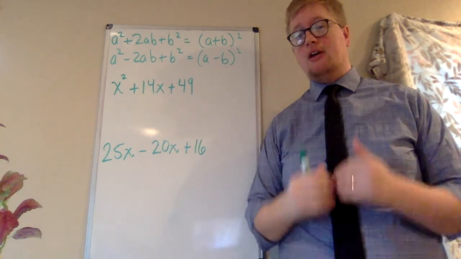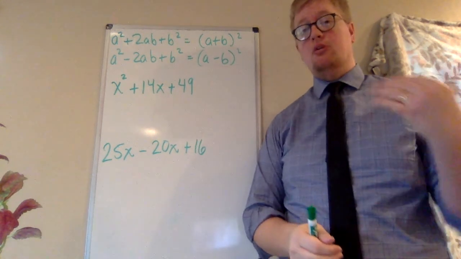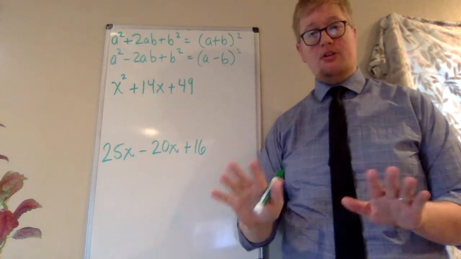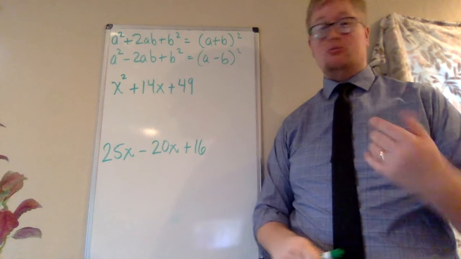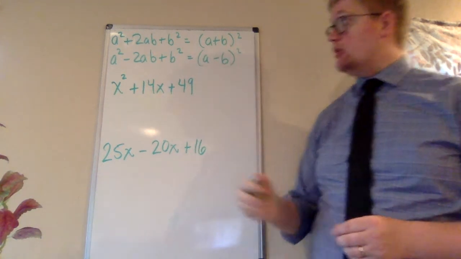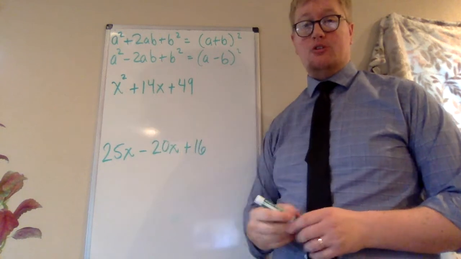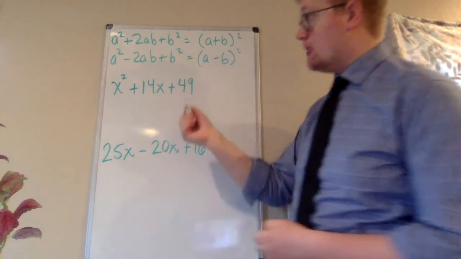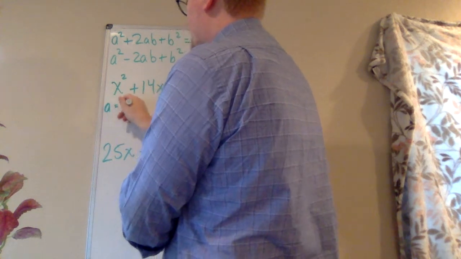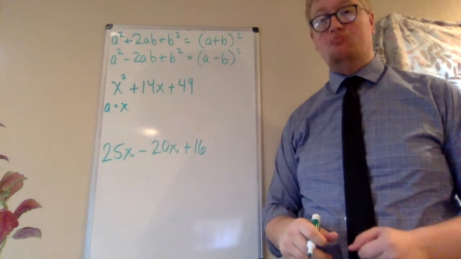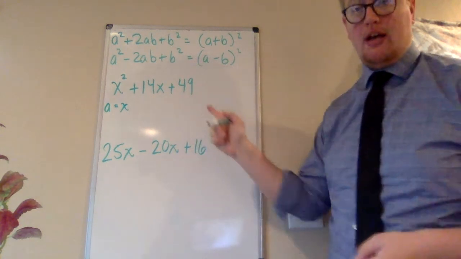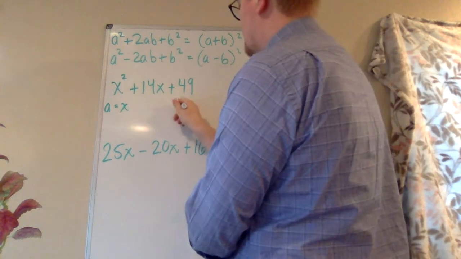The way you find what a and b are is by taking the square root of your first term and the square root of your last term. That's really the only thing you have to do on these ones, because once you find a and b, you can plug it into your answer. So the square root of my first term is going to be a, and the square root of x squared is just x. So I have a equals x. B is going to be the square root of my last term. The square root of 49 is 7.